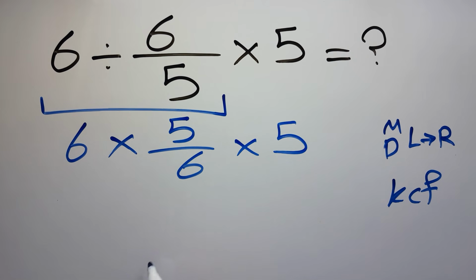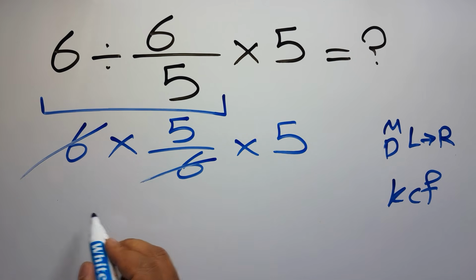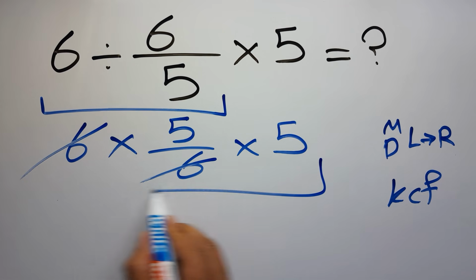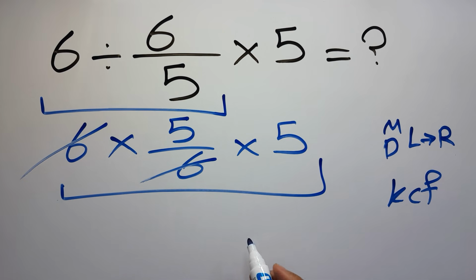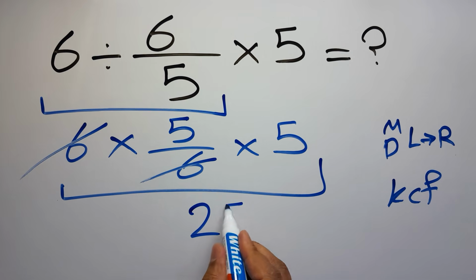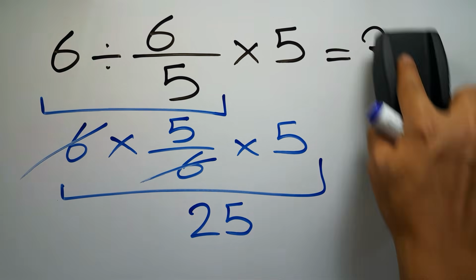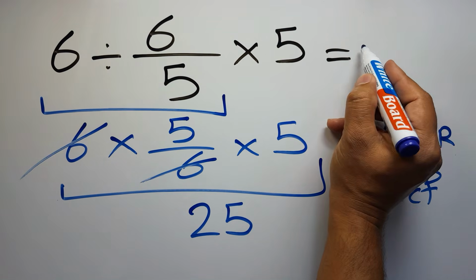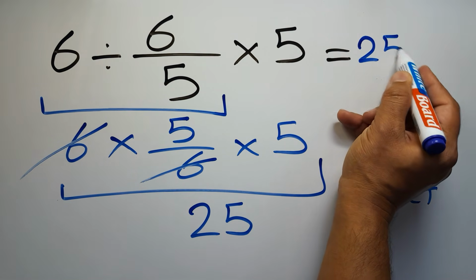Okay, now we can easily cancel this 6 and this 6. So here we have just 5 times 5, which equals 25. And this is our final answer to this problem. The correct answer is 25.